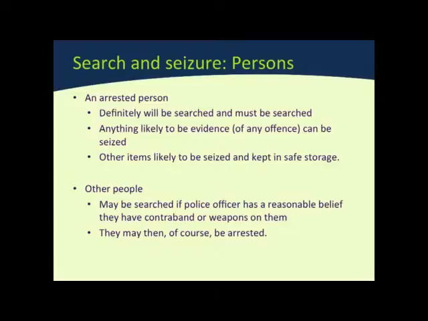Evidence, on the other hand, anything that's likely to be evidence can be seized. Now, interestingly, that rule goes beyond just evidence of the crime that they were arrested for. So you might be arrested for something, and then when the police have you turn your pockets out, they find other stuff in there that relates to other offences that they might be interested in. Well, that can be seized as well. So it's anything that's likely to be evidence of any offence can be seized.